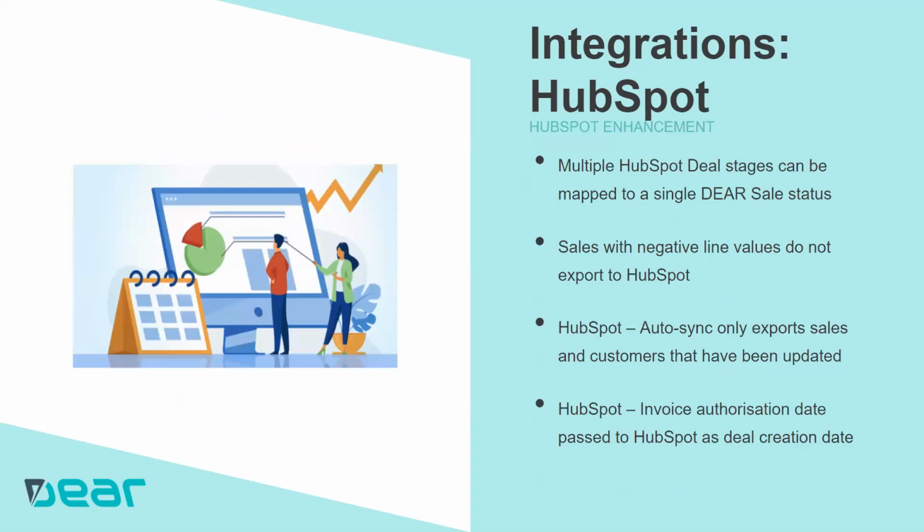Now let's move on to one of our most used CRM functions, which is the HubSpot integration. We've released the HubSpot integration, and we've had a ton of really good feedback. And so we've gone off the back of that feedback and put through a lot of enhancements for the HubSpot integration. So multiple HubSpot deal stages can now be mapped to a single DIA status.